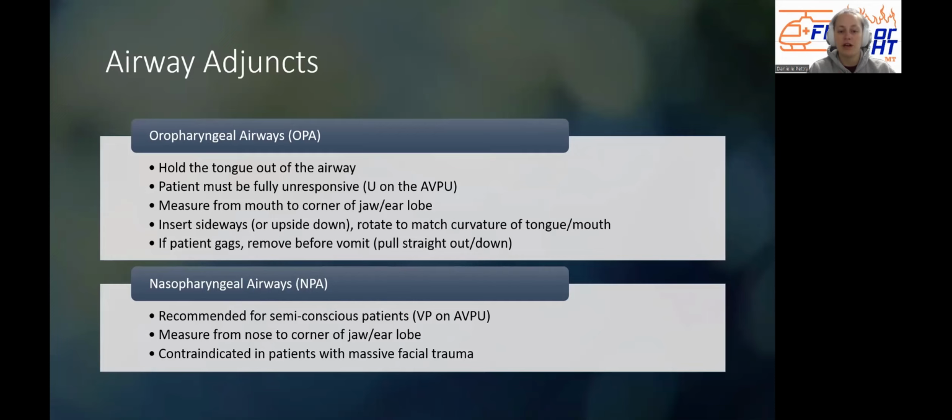So to do this, you need to go through and check your AVPU status. Alert, responds to verbal stimulus, responds to painful stimulus, or unresponsive. So you need to come up and give them some kind of painful stimulus. You can do the old sternum rub. We all see that on TV all the time.